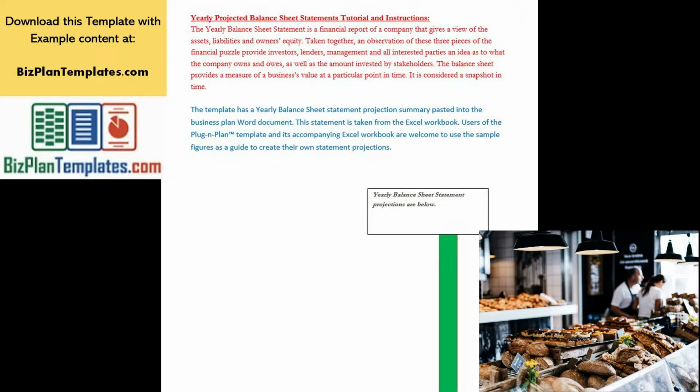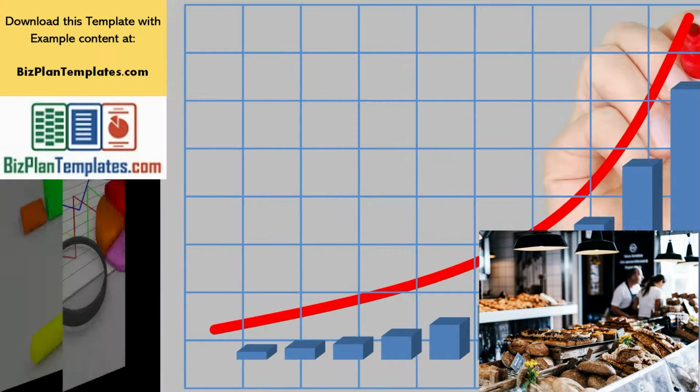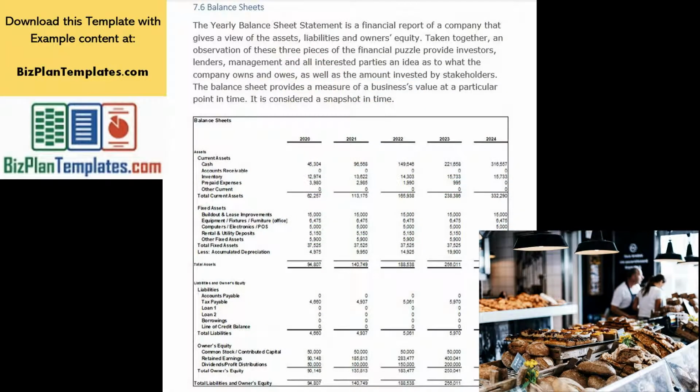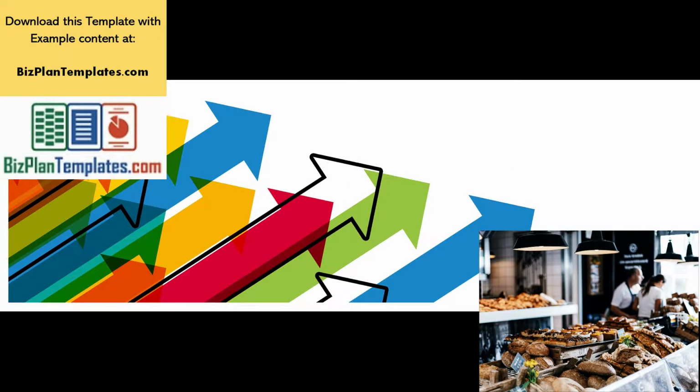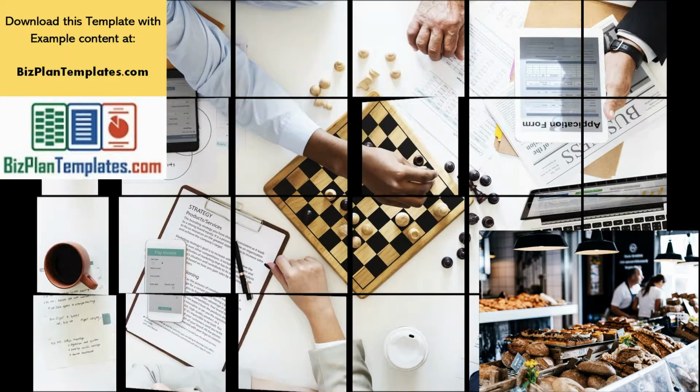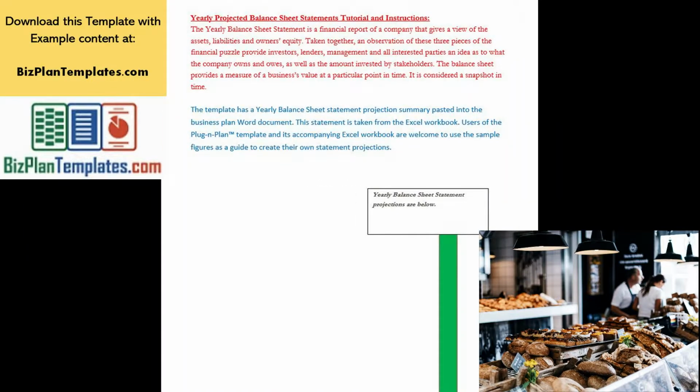all interested parties an idea as to what the company owns and owes, as well as the amount invested by stakeholders. The balance sheet provides a measure of a business's value at a particular point in time. It is considered a snapshot in time.